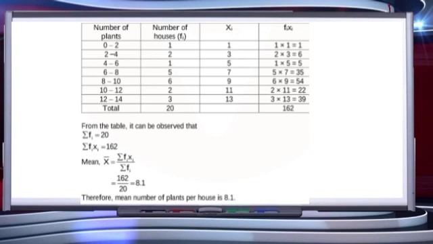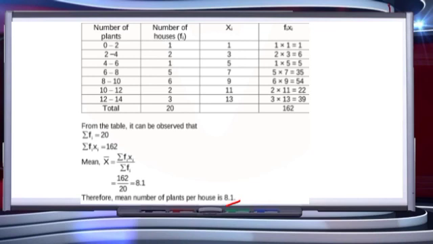Now the next part is to apply the formula. So the formula for mean, that is the direct method, is summation fi xi over summation fi. So we are substituting the values, that is 162 over 20. That comes out to be 8.1. So thus the mean number of plants per house is 8.1.